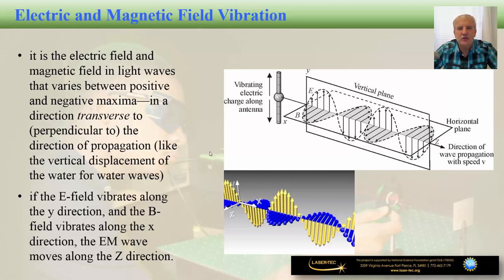In the case of a sound wave, what vibrates are molecules of air, and it turns out that the molecules of air vibrate in a direction that is parallel to the propagation of the sound wave. That's the so-called longitudinal wave, as opposed to electromagnetic waves such as light, or water waves in the ocean, which are so-called transverse waves. So if the electric field vibrates along the y direction, as shown here, and the magnetic field, or B field, vibrates along the x direction as shown in the picture, then the light or electromagnetic wave will be propagating along the z direction.